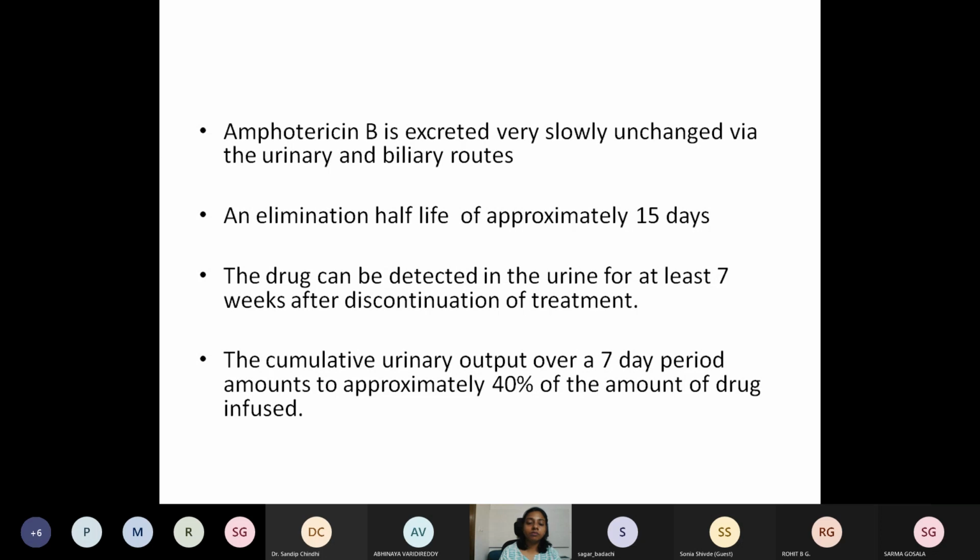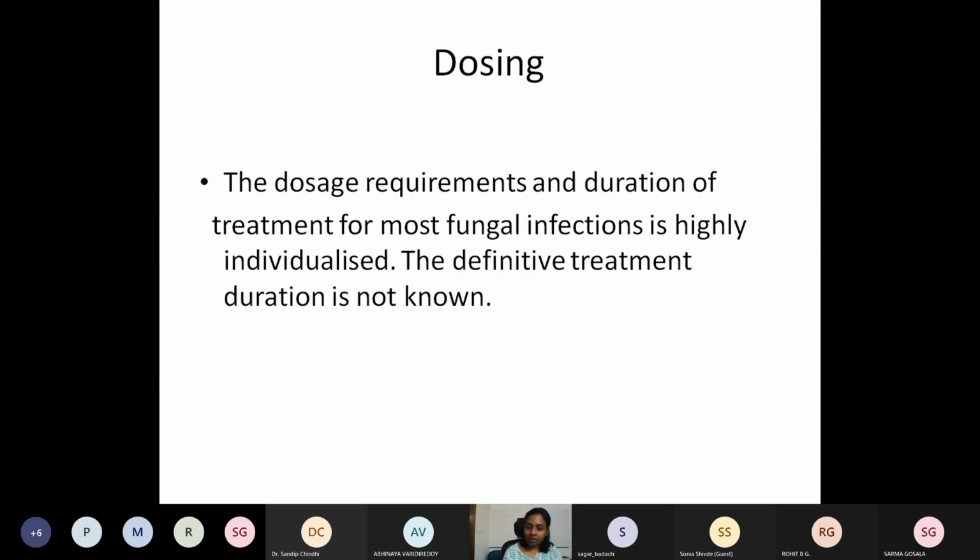Now, this is important. They have found that even if we have given amphotericin for a few days and have had to stop because of nephrotoxic side effects, the fungicidal effect of amphotericin is still there. So that is the reason this is important to know. In the cumulative urine output over 7 days, only 40% of the drug is excreted. So it is a very slow excretion.